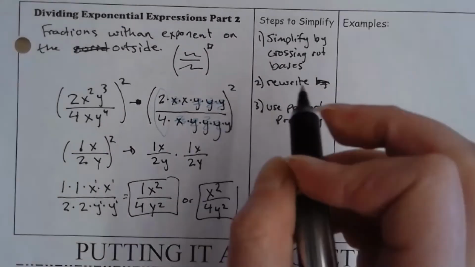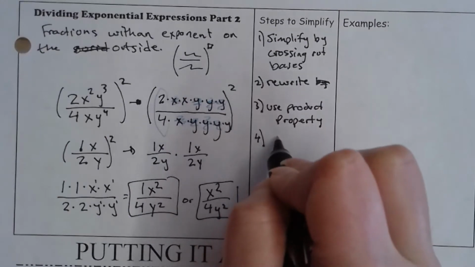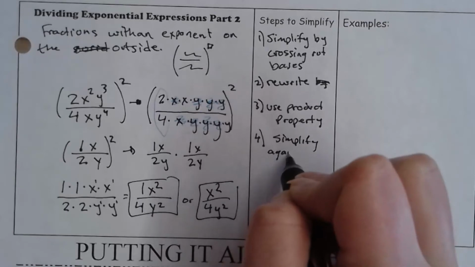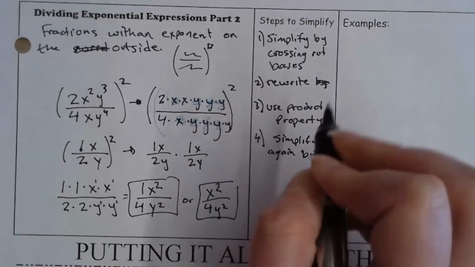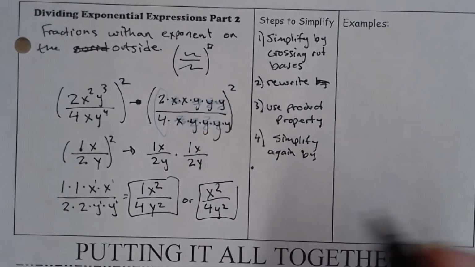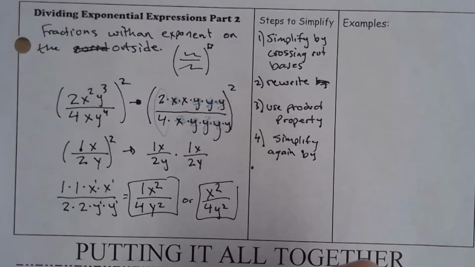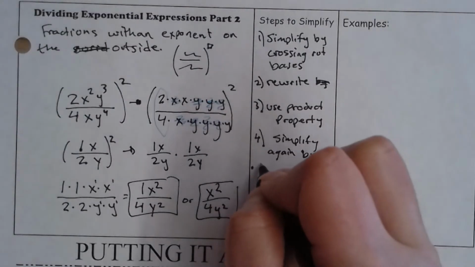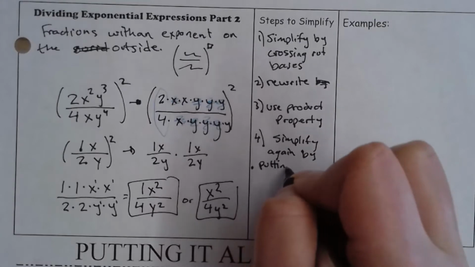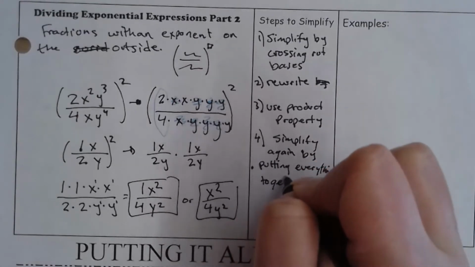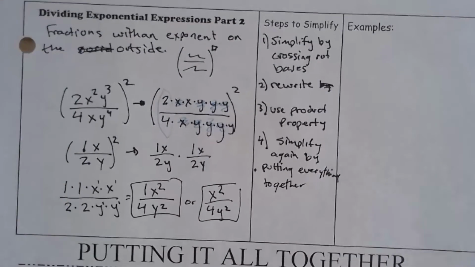So use the product property, and I'm going to do step 4, simplify again by making it look nice. I don't know how to say this. Making it look nice, getting rid of anything that's unnecessary by putting everything together. And if you have a better way of saying that, go ahead and write that. Okay, let's do a few examples.